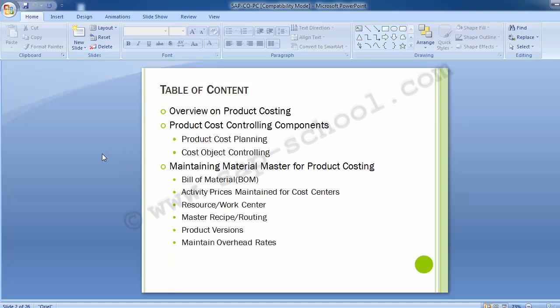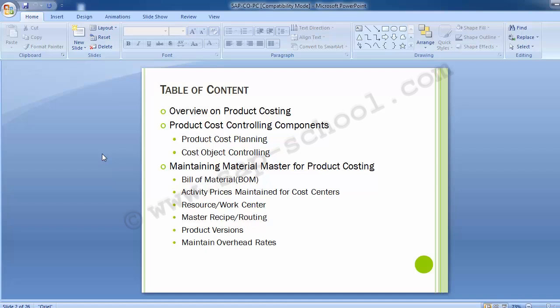In product costing, the table of contents which we'll be covering today is overview on product costing, product cost controlling components, product cost planning, cost object controlling, and maintaining material master for product costing. As a part of material master, it includes bill of material, activity prices maintained for cost centers, resources or work center, master recipe or routing, product versions, and maintain overhead rates.